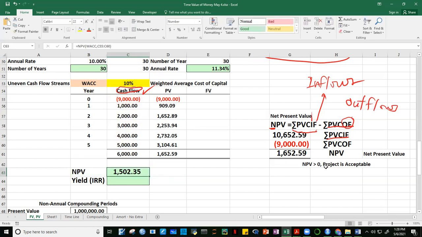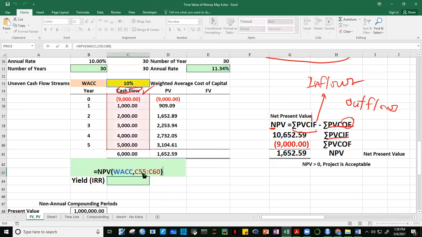Control enter. Oh, iba, no? So mali yung paggamit natin ng formula. Kasi nga guys, sabi ni Excel, future cash flows ang tinitingnan ni NPV. So dapat magsisimula sa year 1 hanggang year 5. Okay. So, ano to ngayon? Enter.